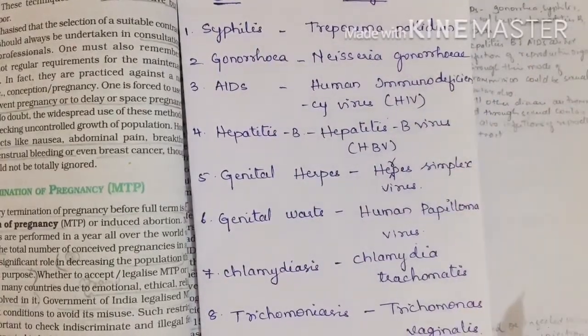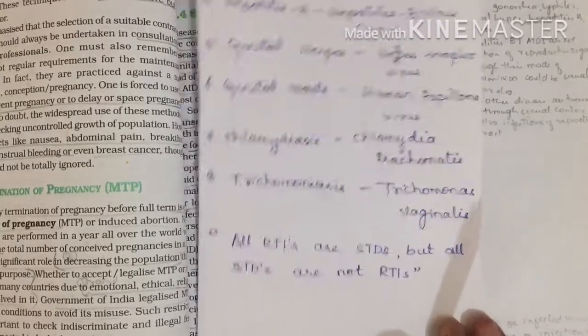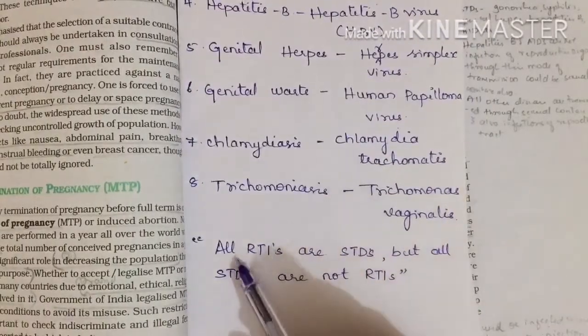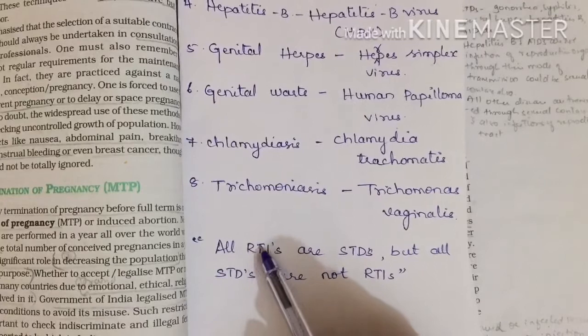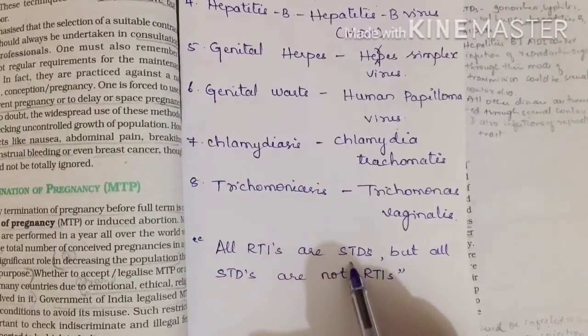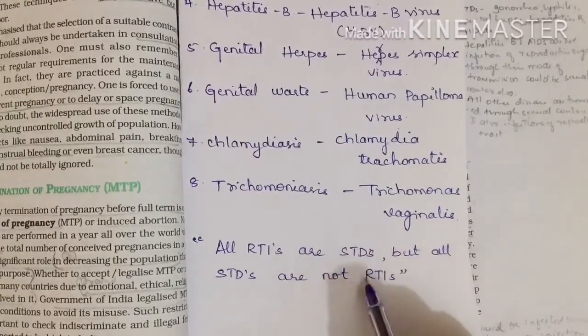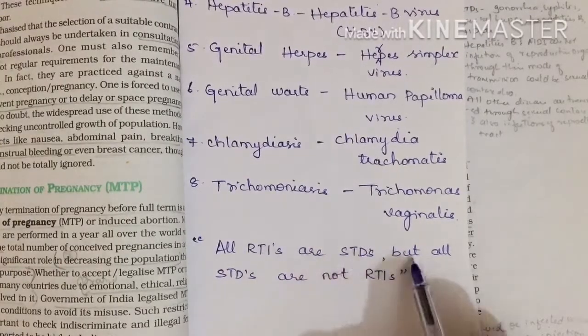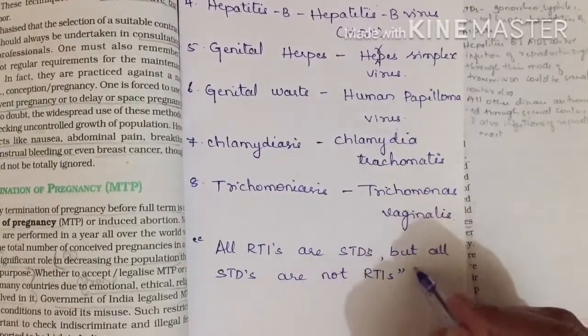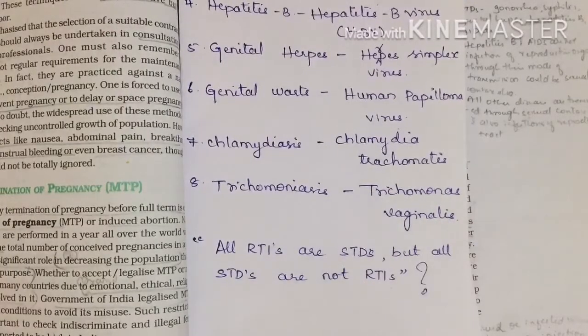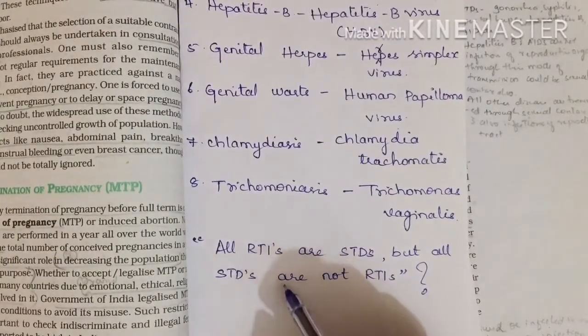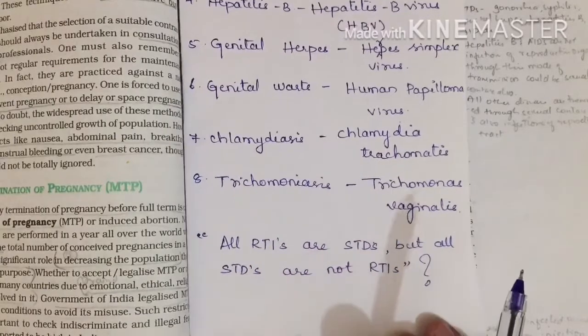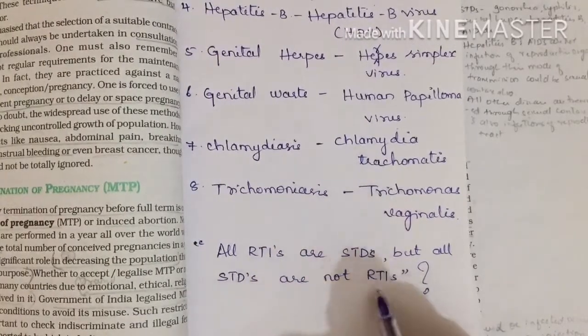Next, at the last I have one question related to STDs. All RTIs, RTI is what? Reproductive tract infections, are STDs, but all STDs are not RTIs. Can you explain this sentence? I want the answer to this in the comment box. Please comment what it means.